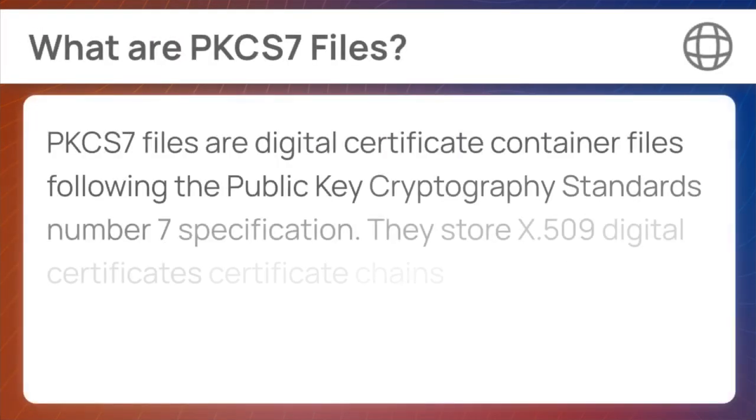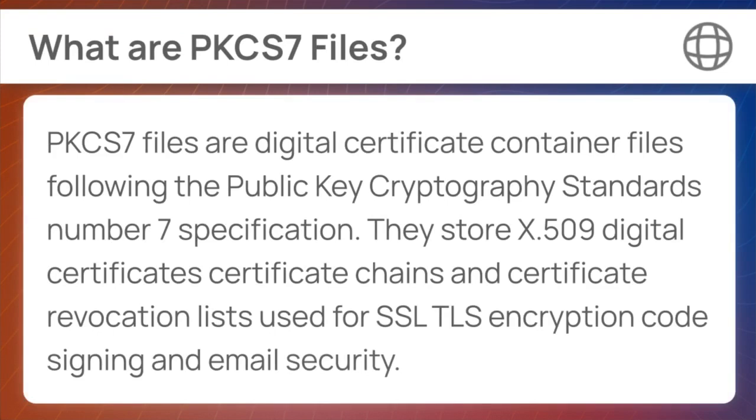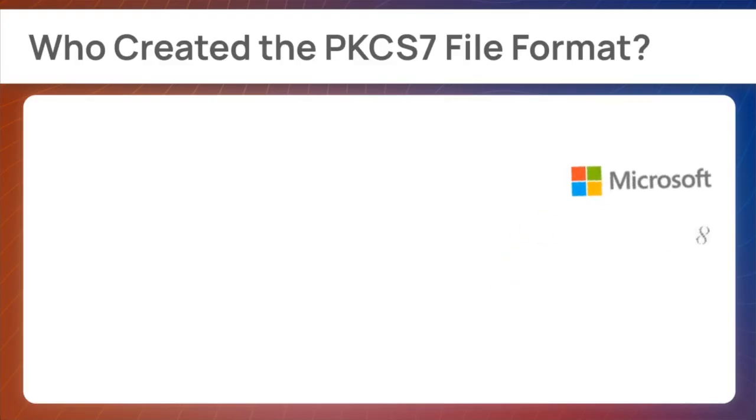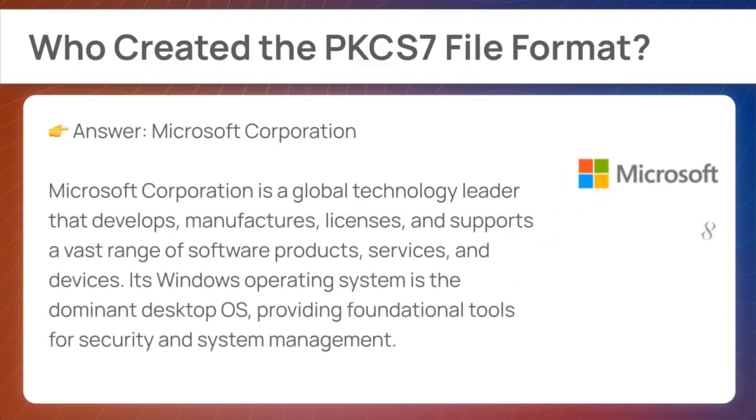PKCS7 files are digital certificate container files following the public key cryptography standards number 7 specification. They store X5AS09 digital certificates, certificate chains, and certificate revocation lists used for SSL/TLS encryption, code signing, and email security.